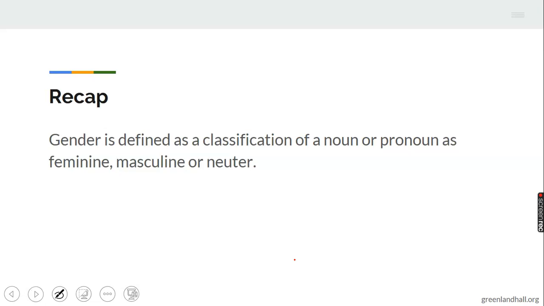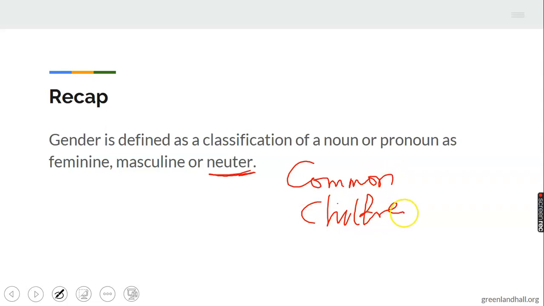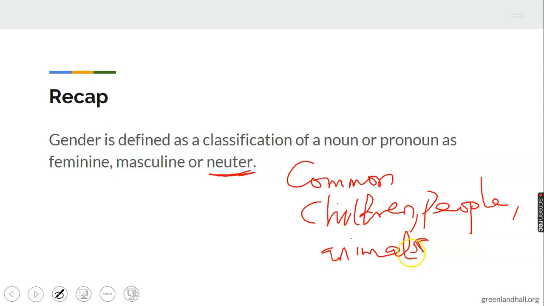Then I mentioned neuter, and neuter are mostly objects. They don't have male, they don't have female. Then we also mentioned common, like a general name, like children. Children are human beings, but you don't know whether they are male or female. Children, people, animals. So all these are regarded as common gender.